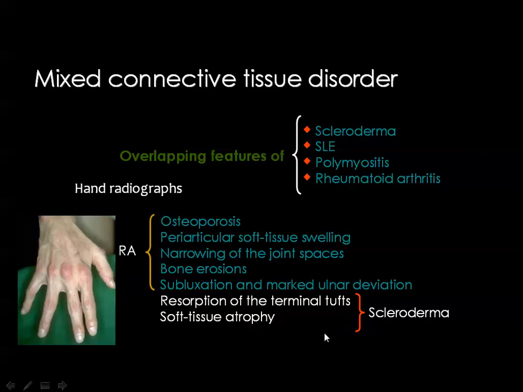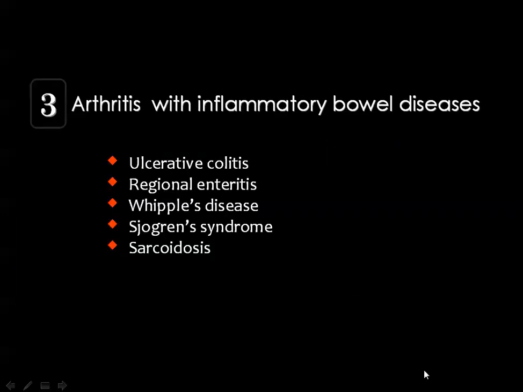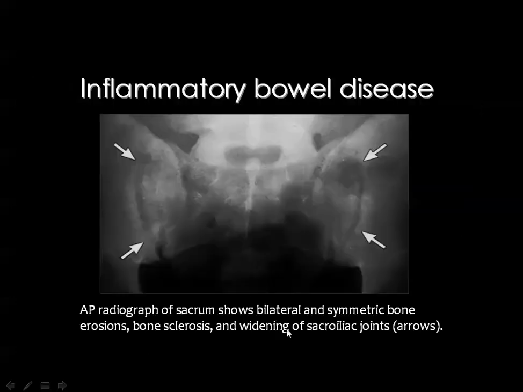Features from scleroderma including resorption of the terminal tufts and soft tissue atrophy and contractions, as you can see here. Then the third group of arthropathies are those associated with inflammatory bowel disease. You know that ulcerative colitis, Crohn's disease, Whipple disease, Sjogren, and sarcoid may be associated with skeletal manifestations which are most commonly seen in the sacroiliac joints.